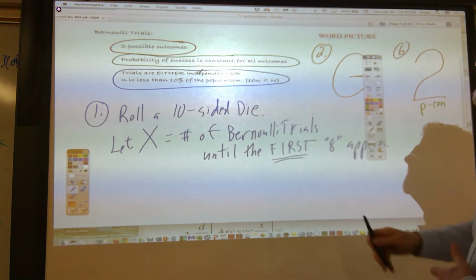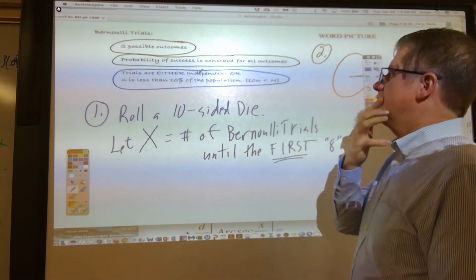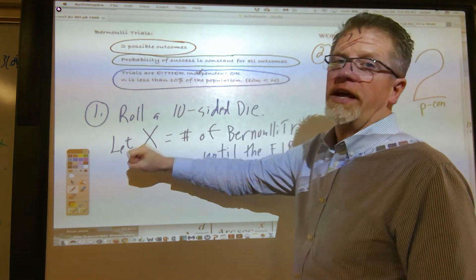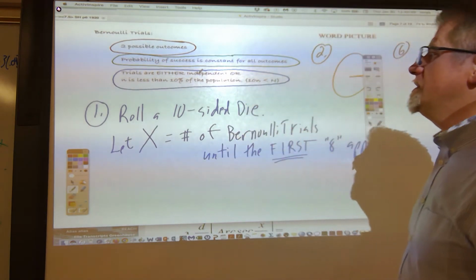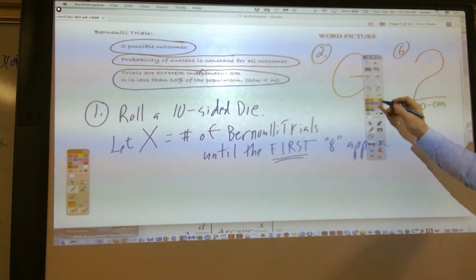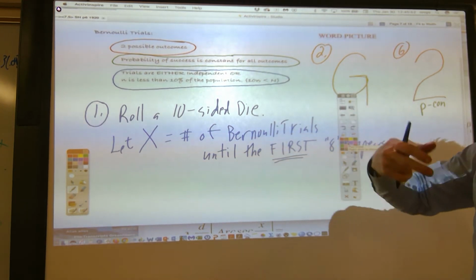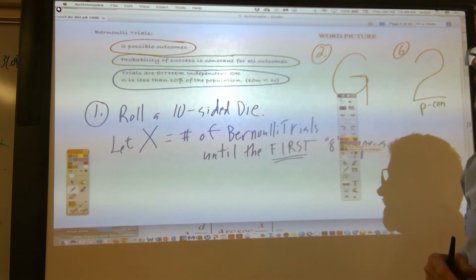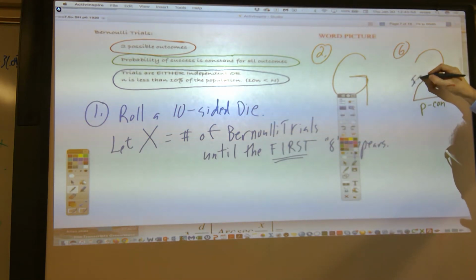So the probability of success has to be constant for all outcomes. It's like the probability that it lands in that far left bin is the same for every ball, and the trials are either independent or not independent. So is the outcome of each roll of a 10-sided die independent of the previous outcome? Yeah, it's independent. Now there are some safety nets here.